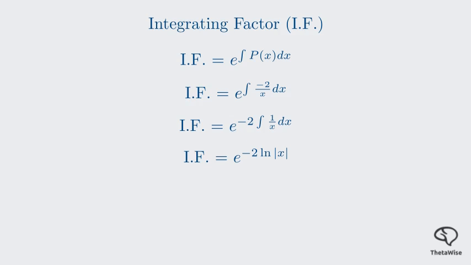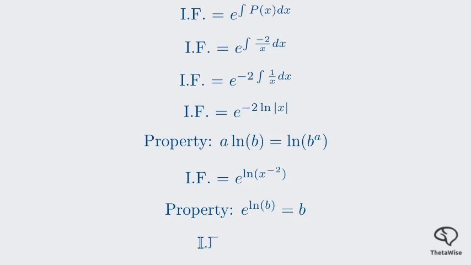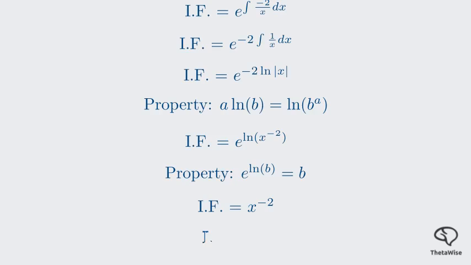Now we use a property of logarithms to simplify this expression. The property states that a times the natural log of x is equal to the natural log of x to the power of a. Applying this, we get the integrating factor equals e to the power of the natural log of x to the negative 2. Another crucial property states that e to the power of ln of a function is simply that function itself. Therefore, e to the power of ln of x to the negative 2 simplifies to just x to the negative 2, and x to the negative 2 is the same as 1 over x squared. This is our integrating factor.